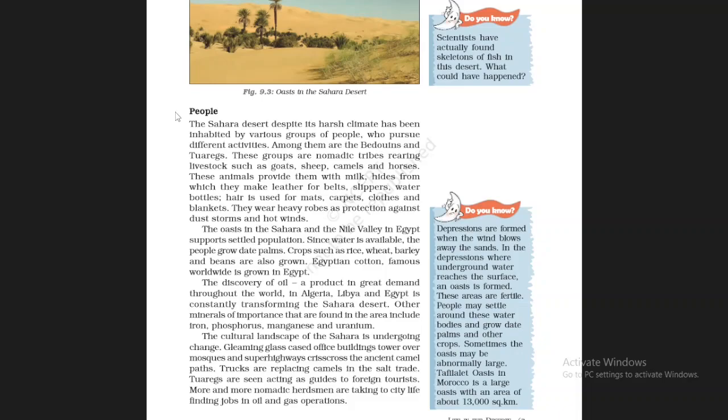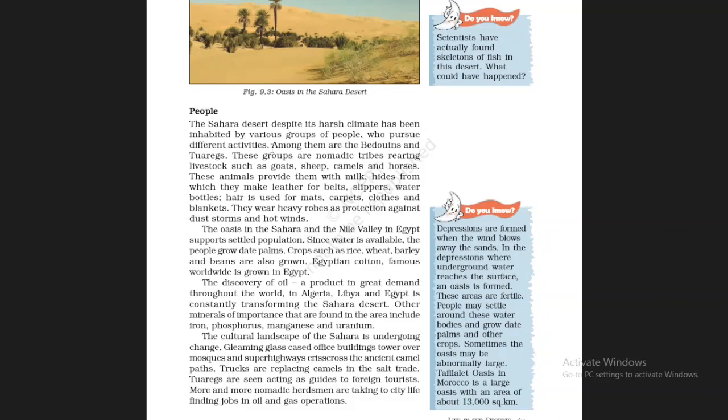Now let us learn about the people of the Sahara Desert. Despite its harsh climate, the Sahara Desert has been inhabited by various groups of people who pursue different activities. Even though that area is very hot, various groups of people used to live there, who pursue, which means follow, different activities.